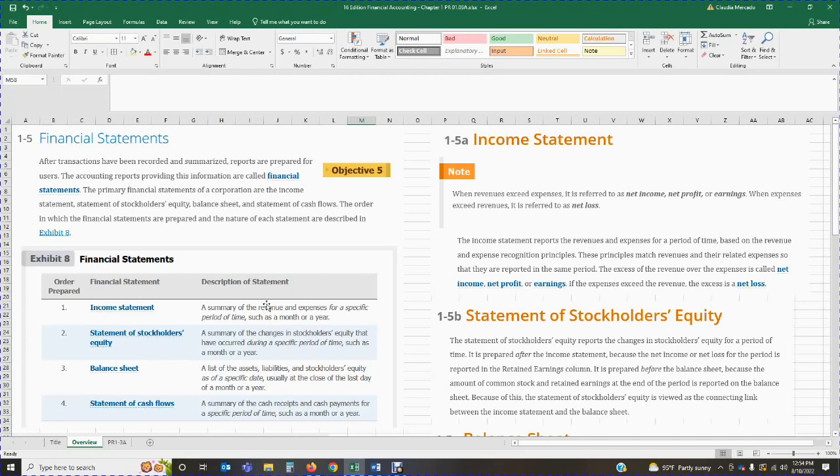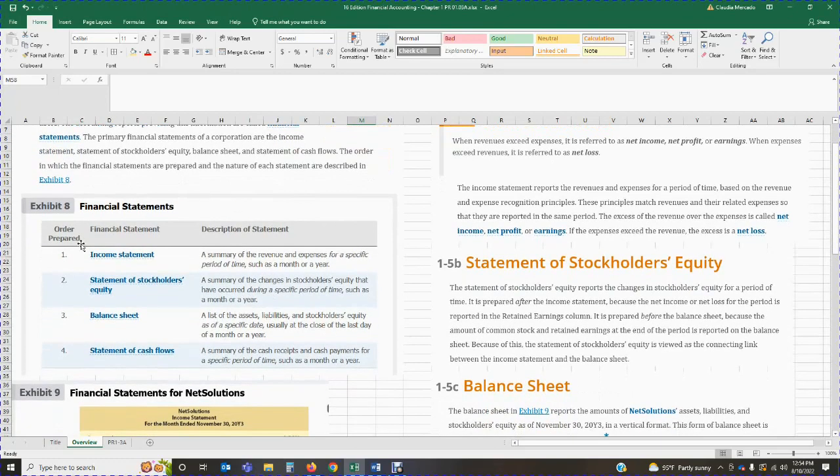And the financial statements need to be prepared in the specific order, okay? Why? Because we use information from one financial statement into the next, okay? So they do have to be prepared in this specific order. The income statement goes first. The income statement is basically just a summary of the revenues and expenses for a specific period of time, such as a month or a year.